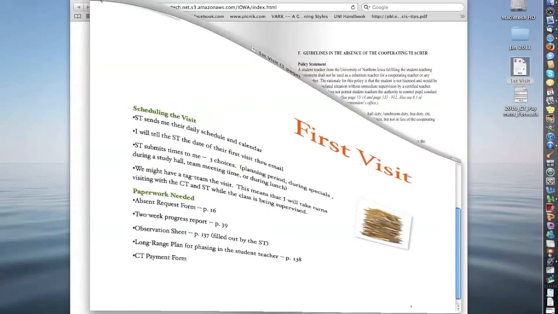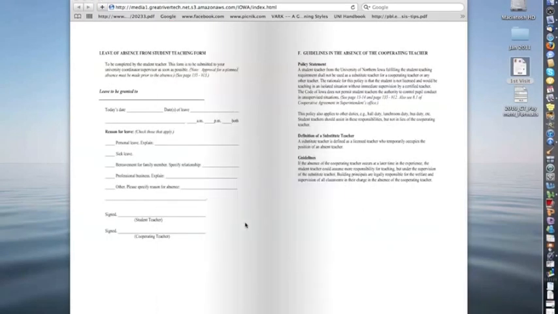If you go to your student teaching handbook, you can turn to page 16. On page 16, this is where I will be collecting the information for that student teacher if they're absent. And on this particular page, we just need the dates of the leave. Sometimes it might just be in the morning or in the afternoon, or it might be a full day. And then they just simply check what the reason is that they're going to be gone, and then they sign it, and then the cooperating teacher also signs it.